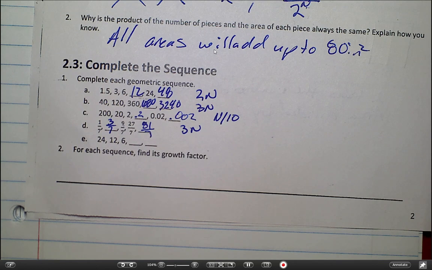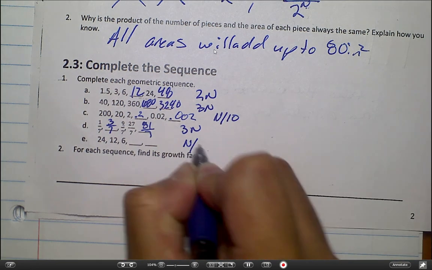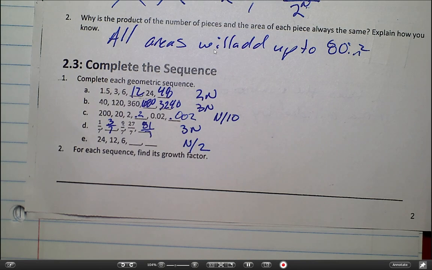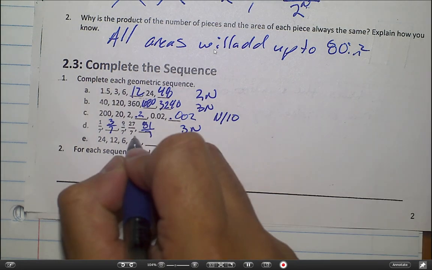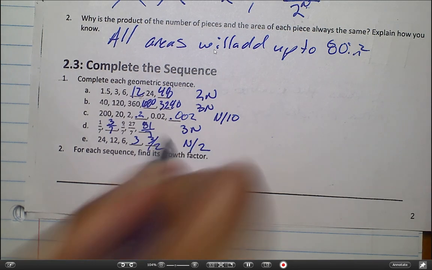Okay, and what's that last one? 1/3 n. What is it? N over 2. So my values are 3 and 3 over 2. Very good.